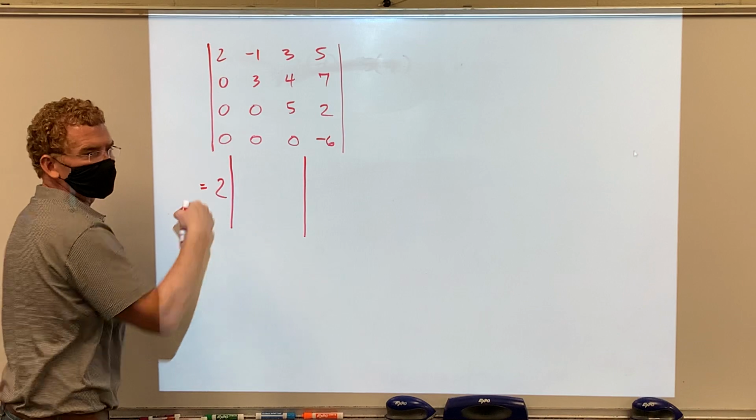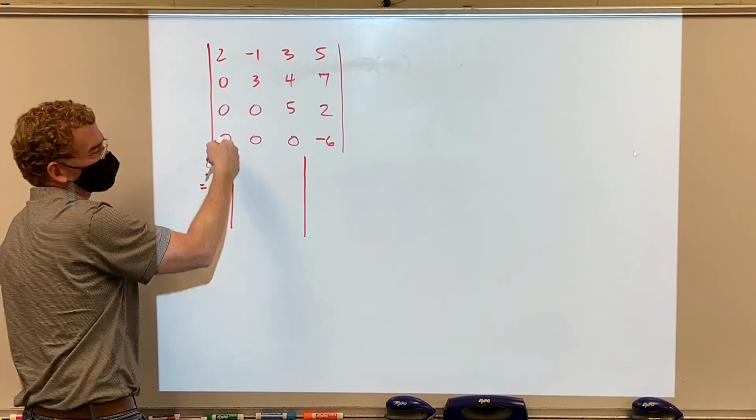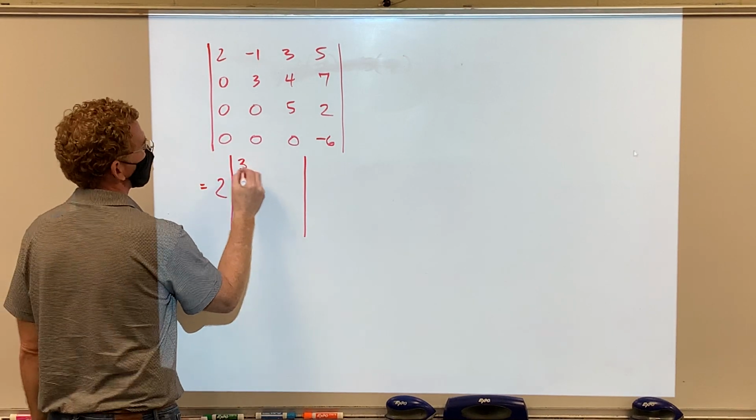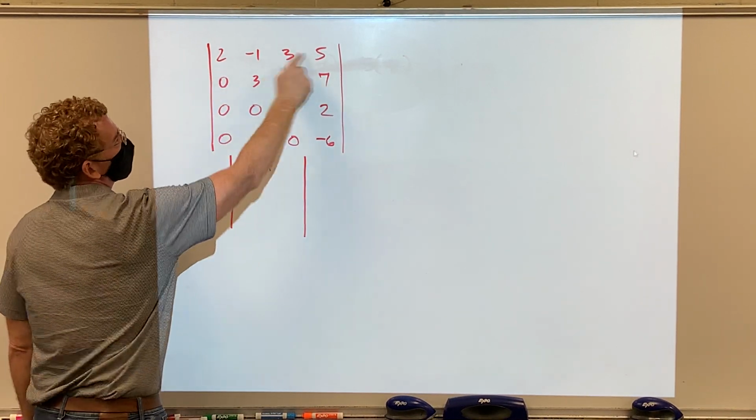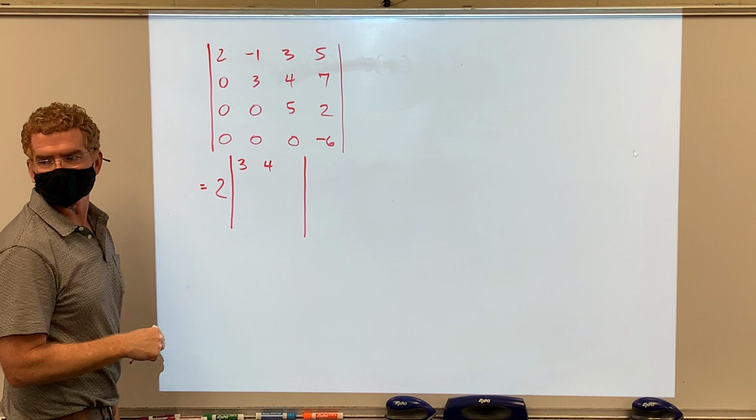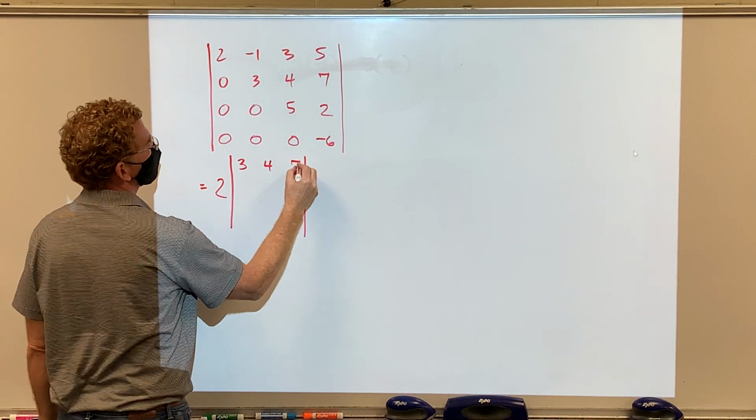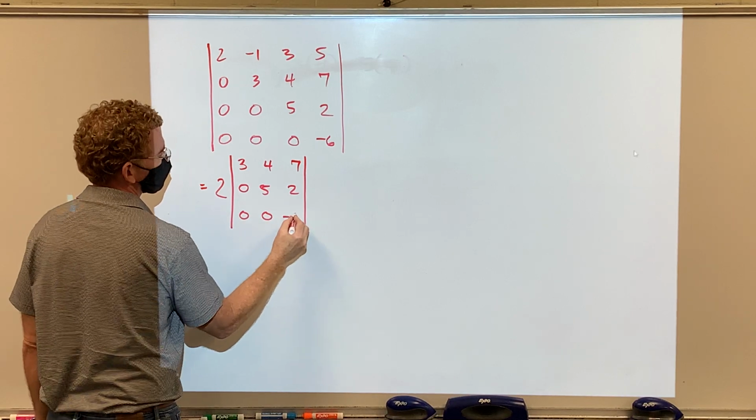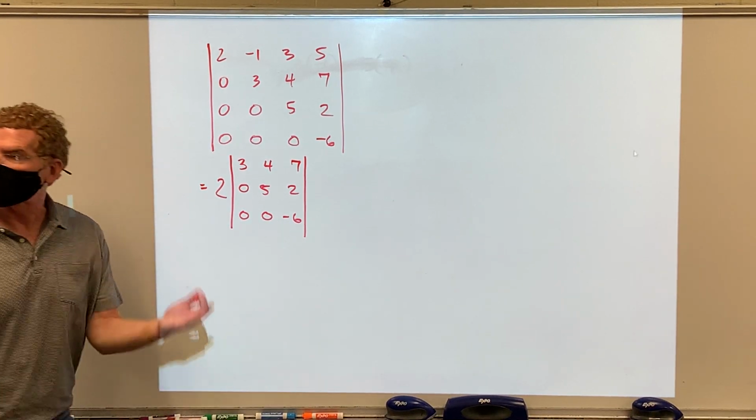The 3x3 minor of 2. And then I could ignore all these other zeros because it would make their minors go away. What's the minor of 2? Careful. Nothing in the row or column. So what is it? 4 7. 3 4 7. 0 5 2. 0 0 -6. Well, at least I got it down to a 3x3.